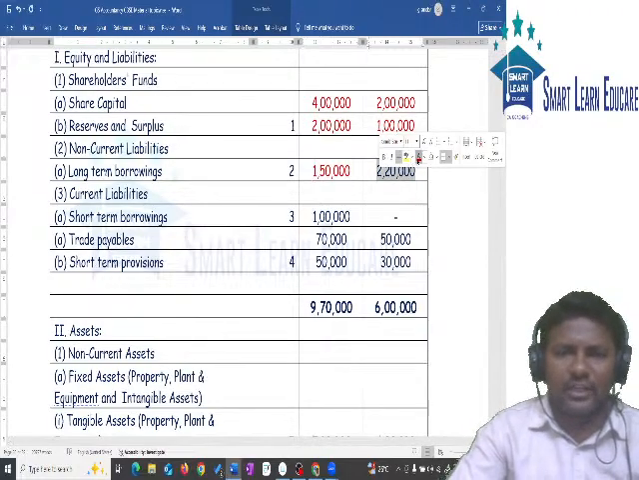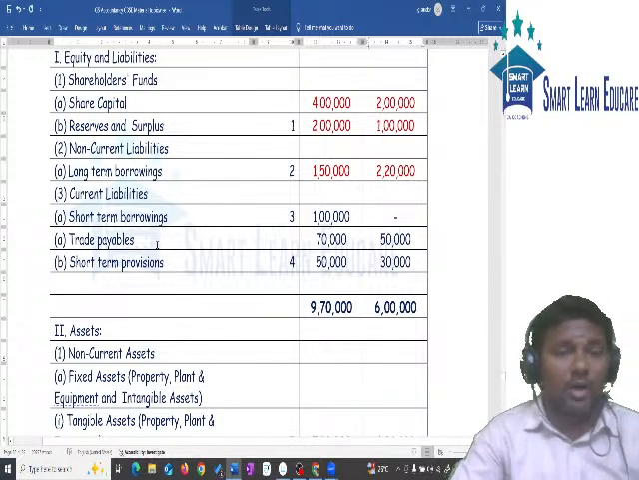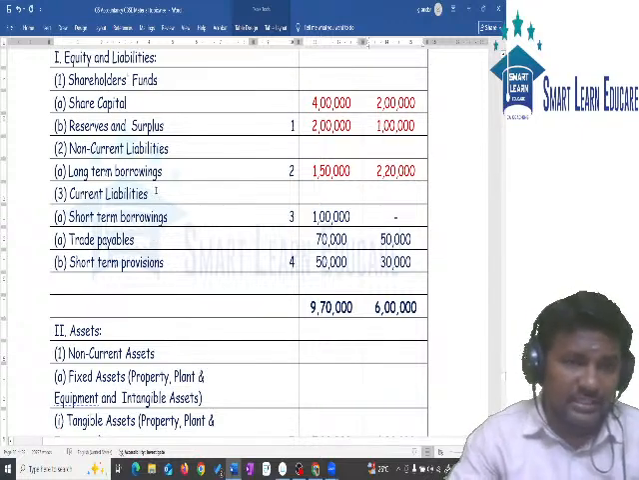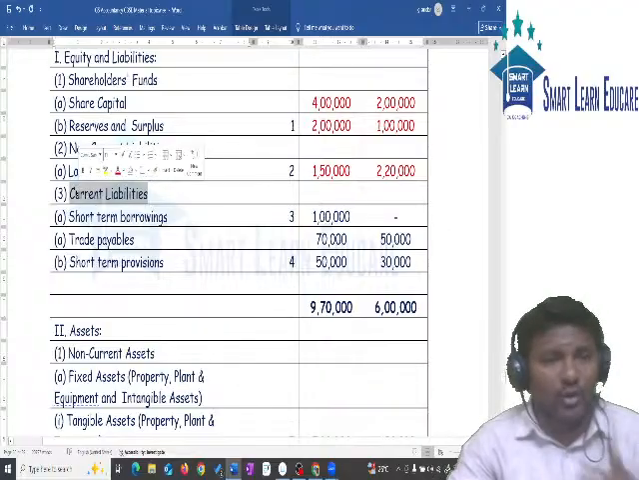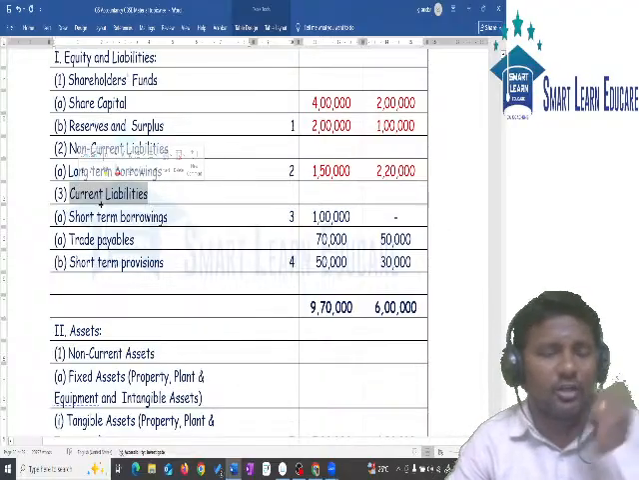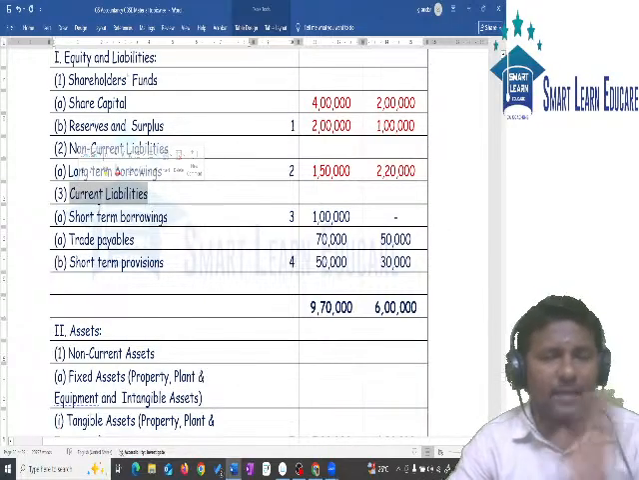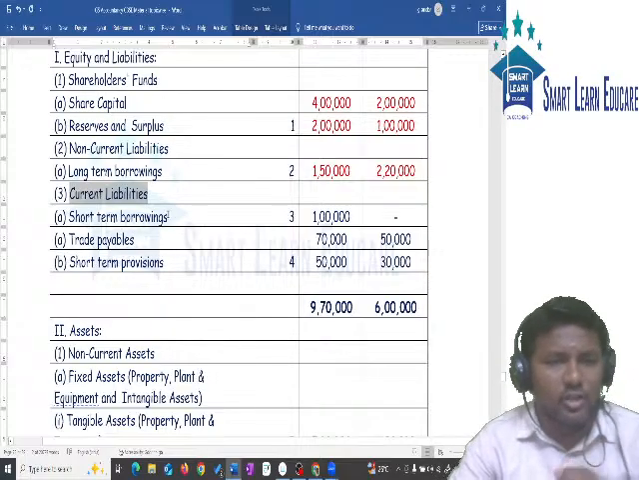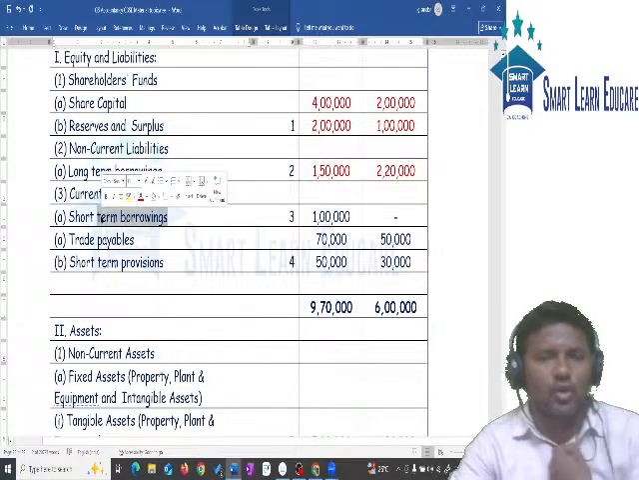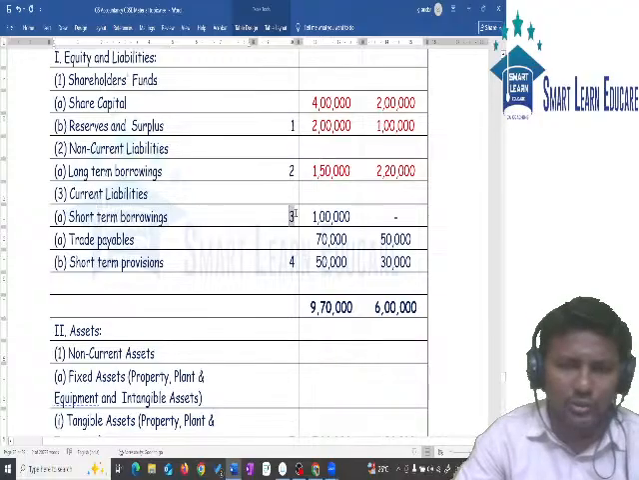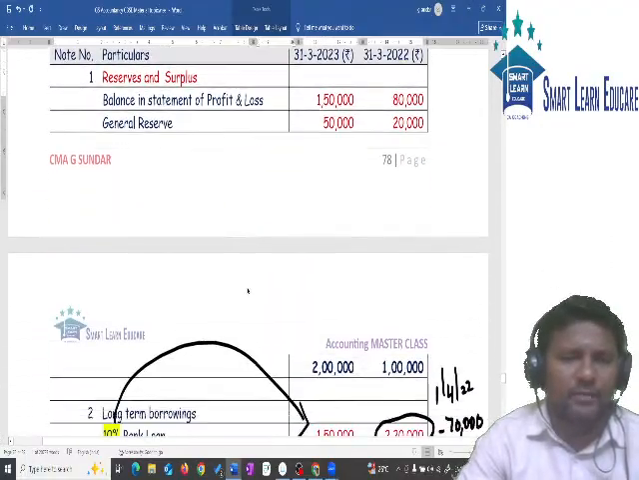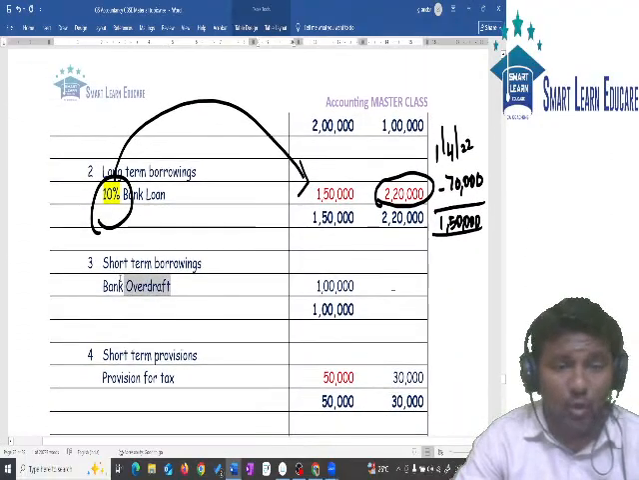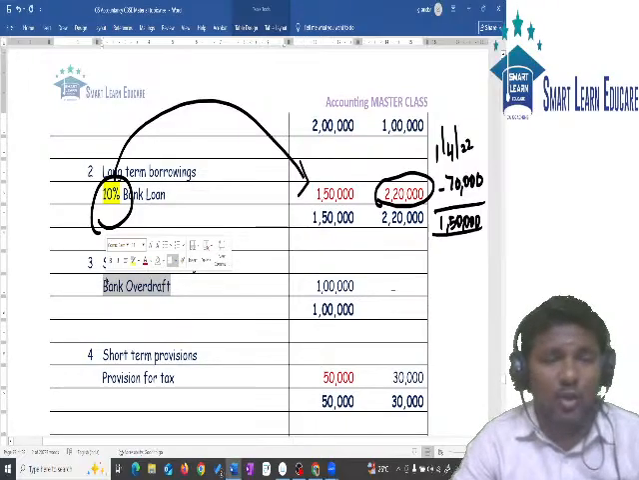Okay, next, proceeding further. Short-term borrowings, be careful. This is given under current liabilities. Don't take this into schedule of working capital changes. Short-term borrowing. Borrowing means loan is received. Relating to this, point number 3 is given. What is point number 3? It is bank overdraft.